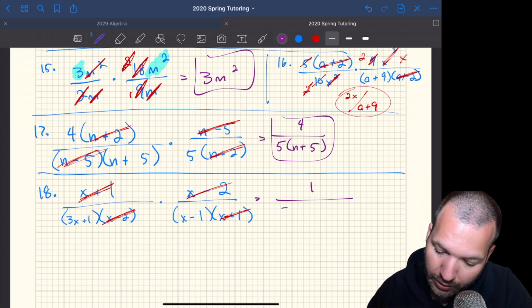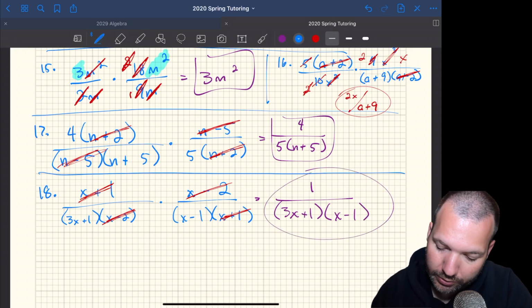3x plus 1 and x minus 1 are my remaining denominators.